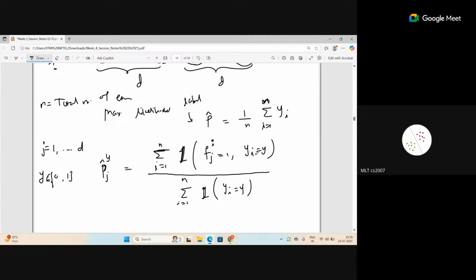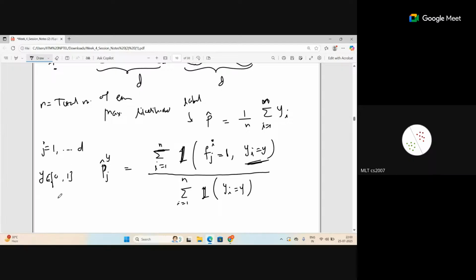And y equal to 0 means what? It belongs to class 0, or a non-spam email, for example, right? And if the email is non-spam, in that case, this feature, and j is for what?